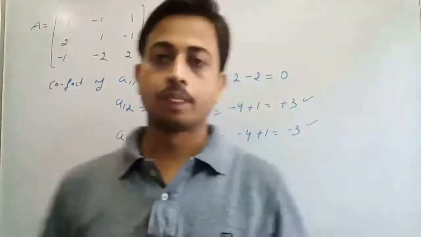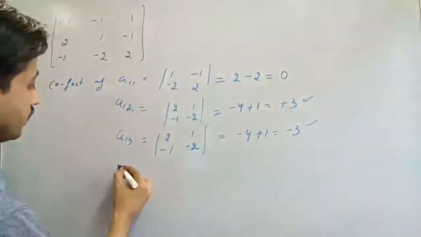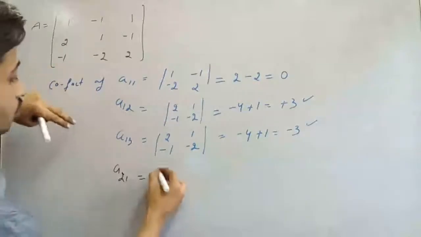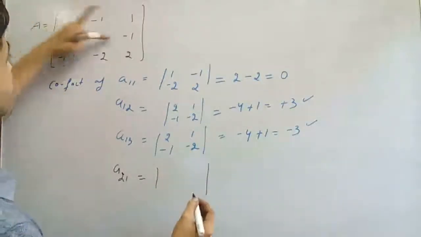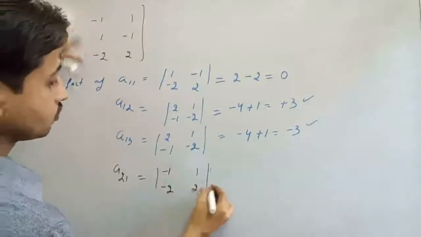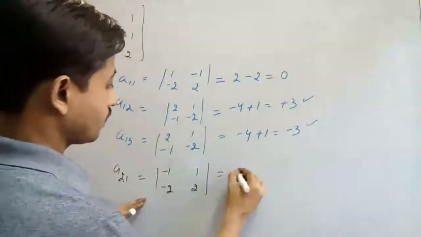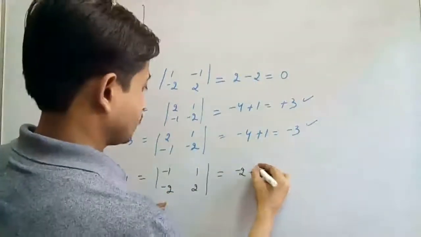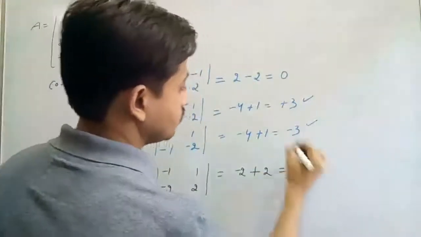So calculate A21. A21 is what? Remove second row and first column. We get minus 1, 1, minus 2 and 2. Solve this. 2 into minus 1 minus 2, minus 2 into 1 minus plus 2. So this becomes 0.